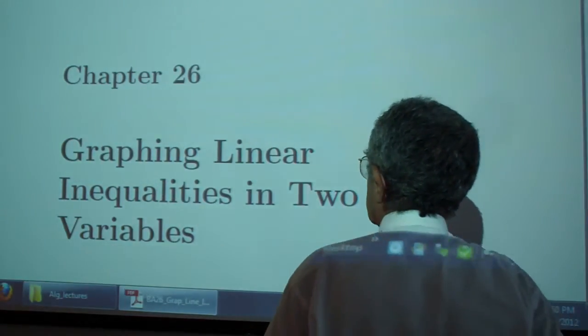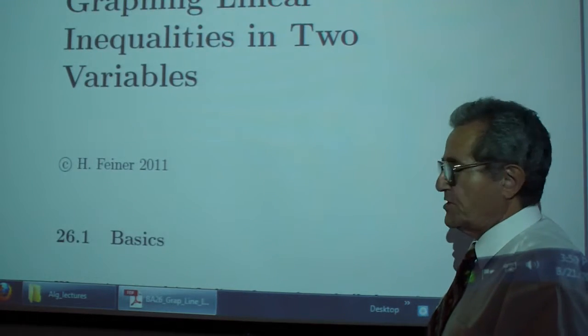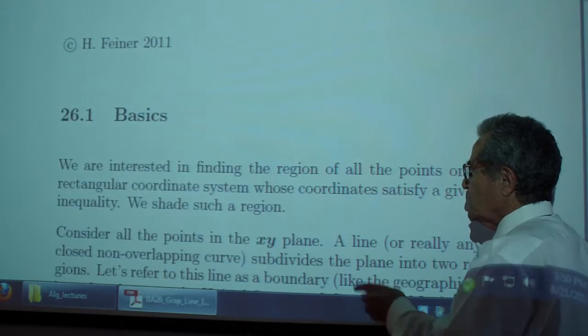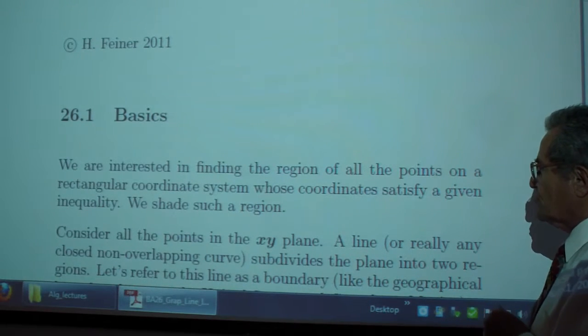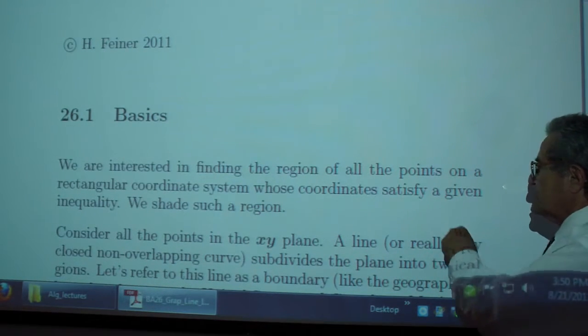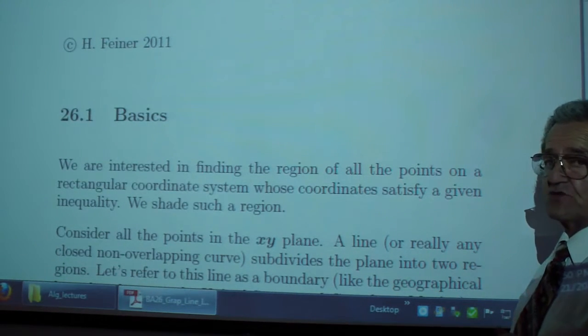Chapter 26, Graphing Linear Inequalities in Two Variables. We're interested in finding the region of all the points on the rectangular coordinate system whose coordinates satisfy a given inequality. We shade such a region.